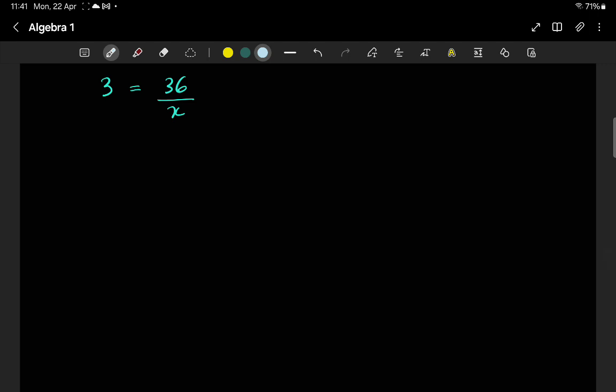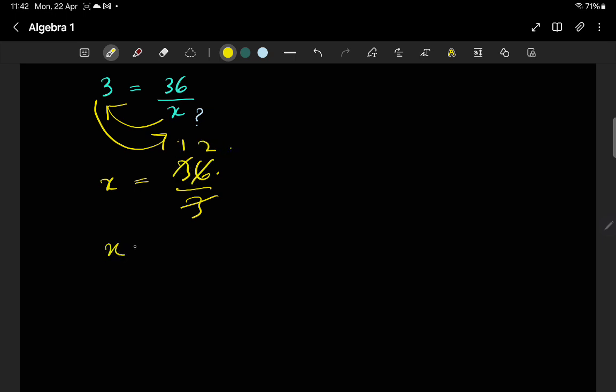So here we have a little change. Actually we need to make x the subject. So what will we do here? We will send x here and 3 here. We will replace the values, just like we swap the numbers. So x is here, 36 over 3. 3 times 1 is 3, 3 times 2 is 6, so it is 12. So 3 times 12 is 36.